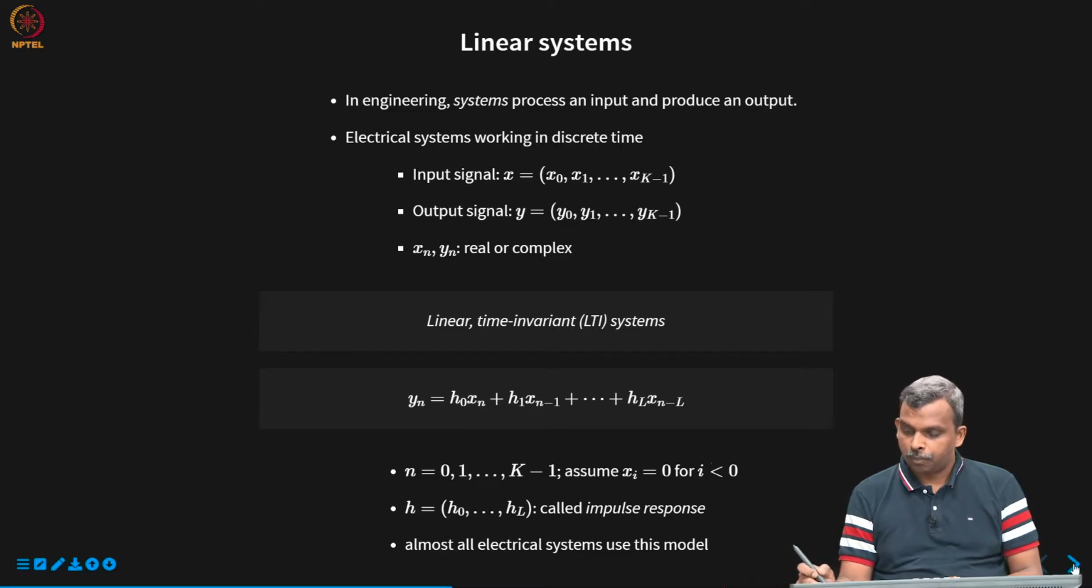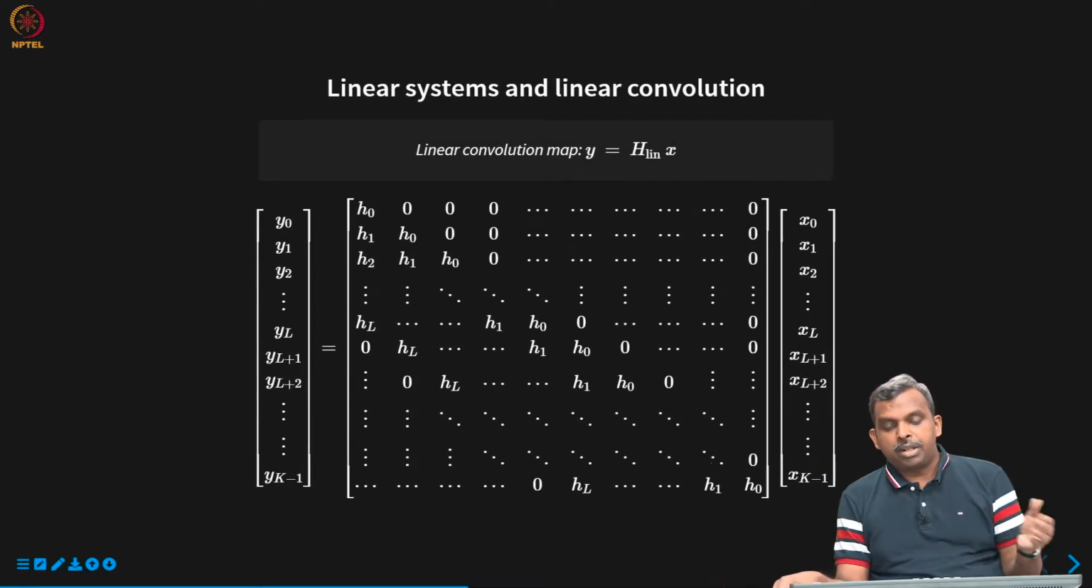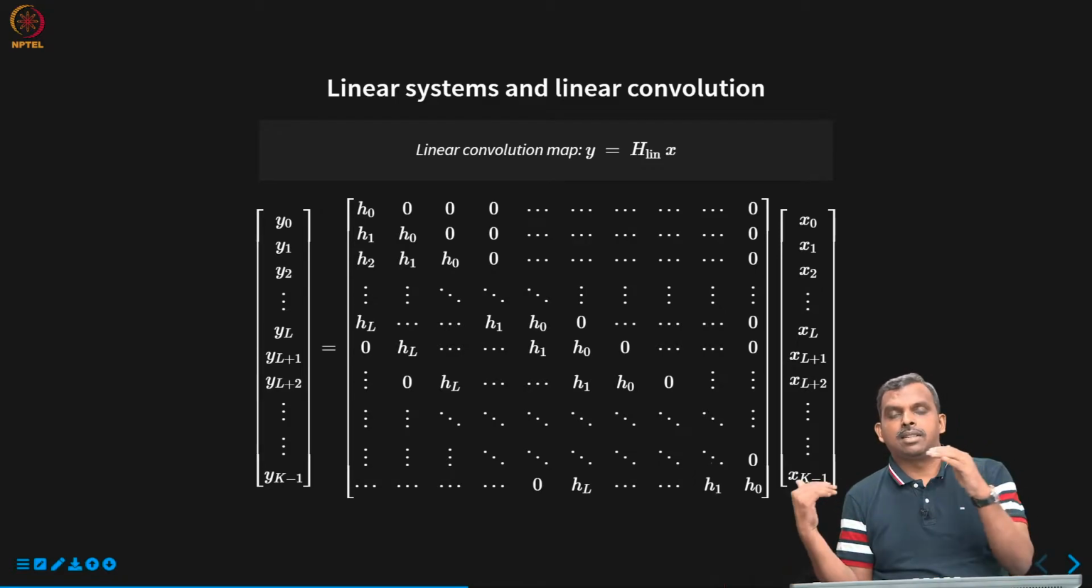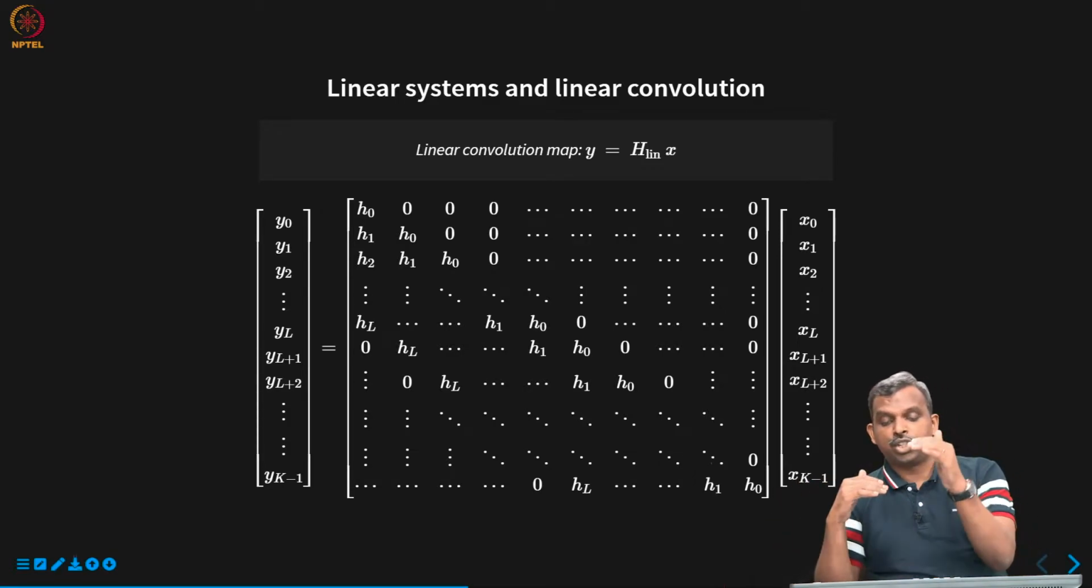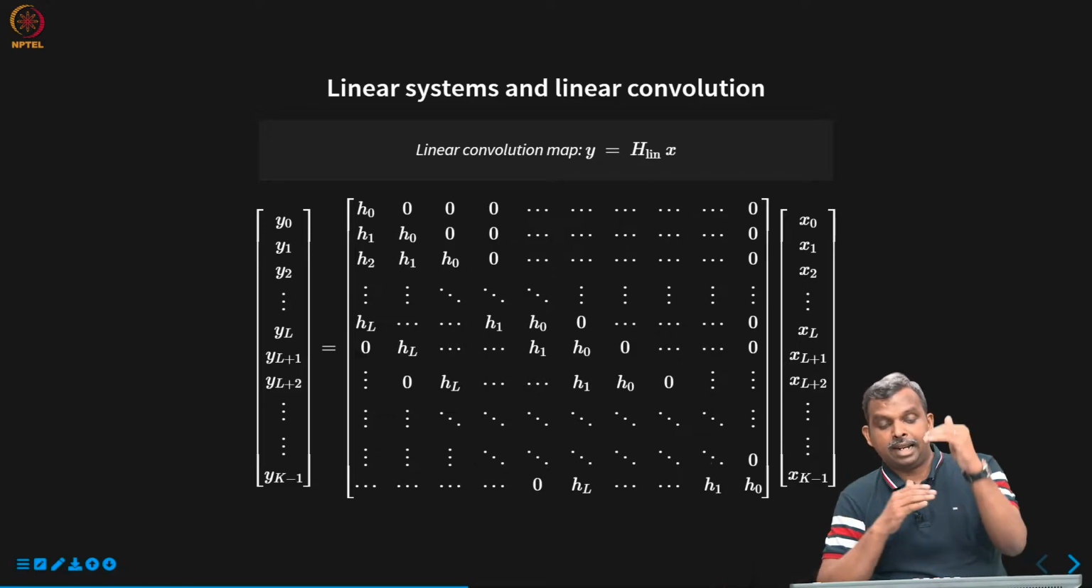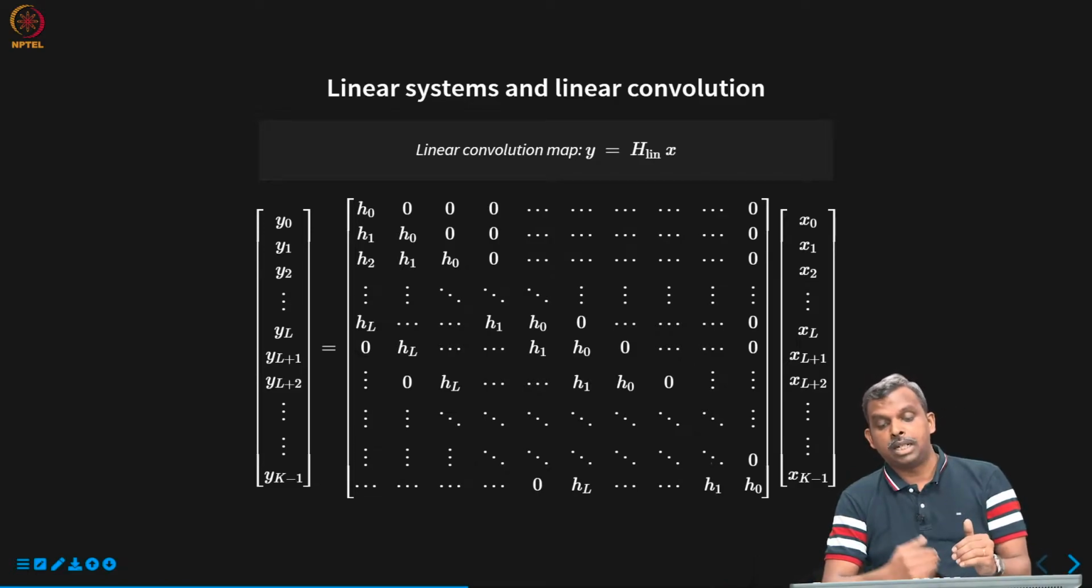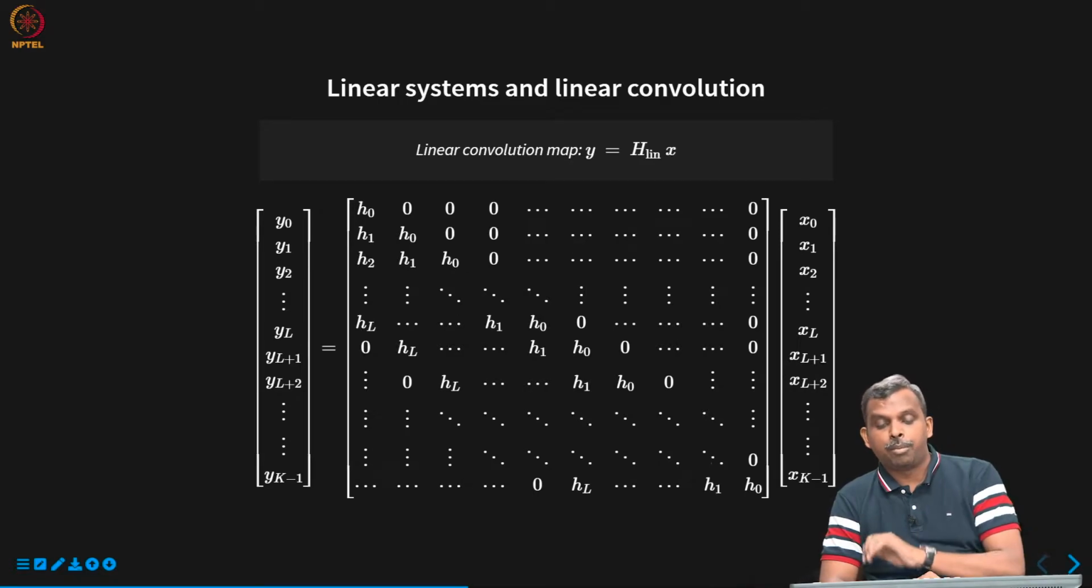So the previous linear convolution can be written as one big matrix transform, y equals h times x. Here y is the entire vector y0 to yk minus 1, and x is the entire vector x0 to xk minus 1. I can write a matrix, which I have called h linear, HLIN, which captures this product.